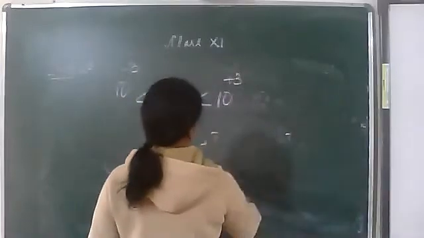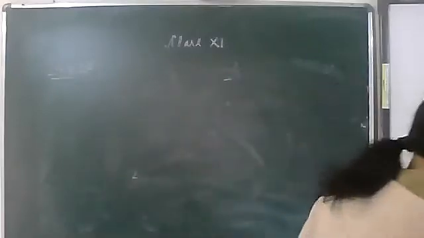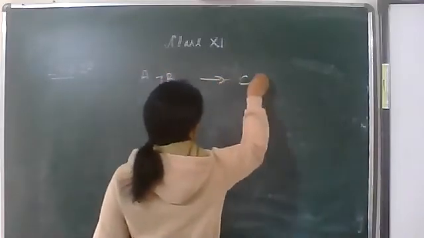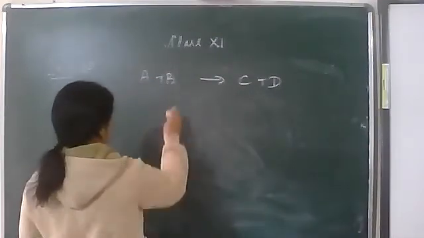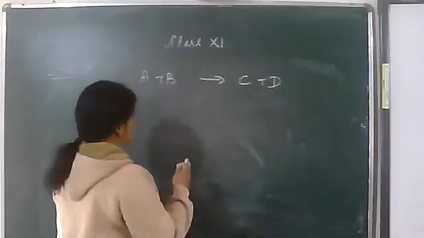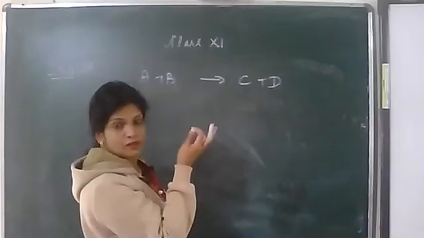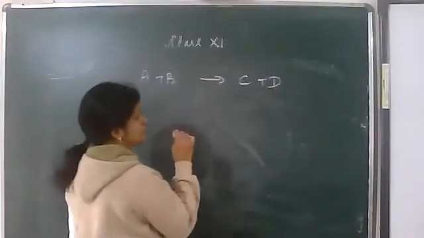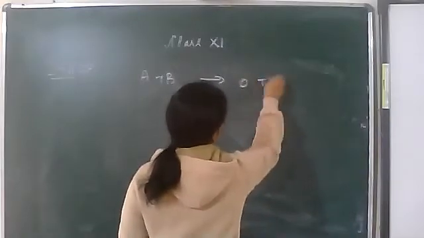Next, to predict the direction of the reaction. For example, I am giving A plus B gives C plus D. Consider that at the starting of the reaction, the reactant amount will be very large. At that time there is no C and D, 0, 0.